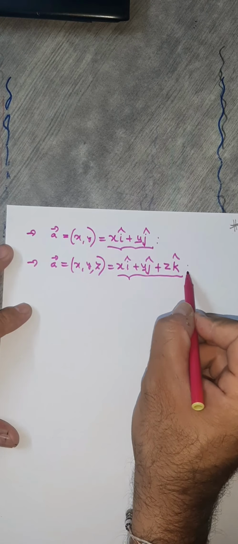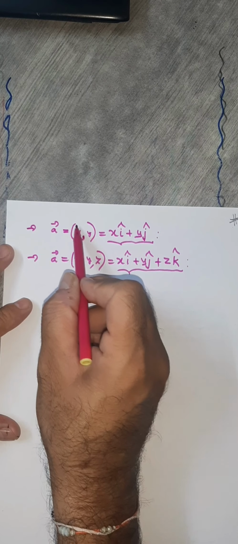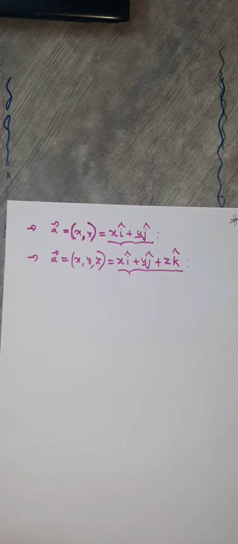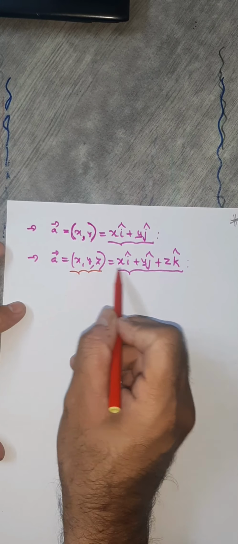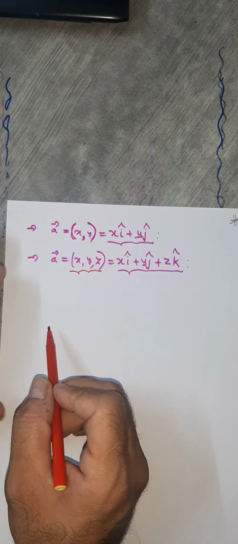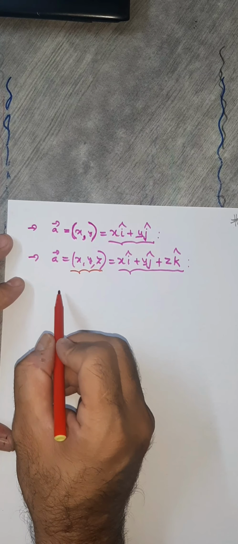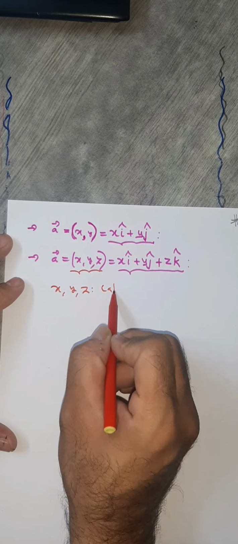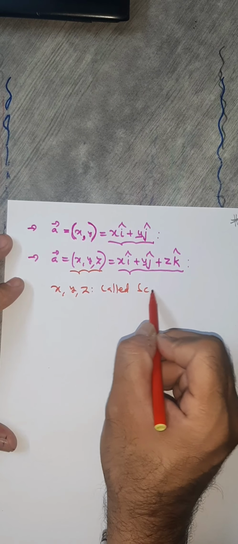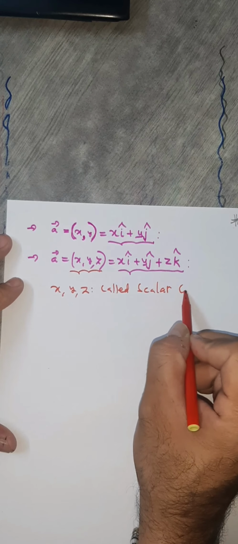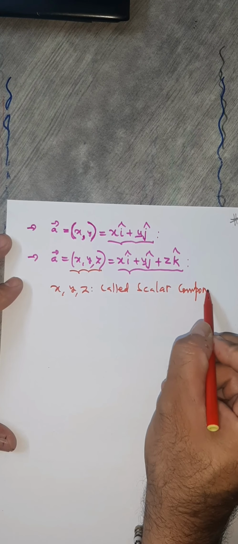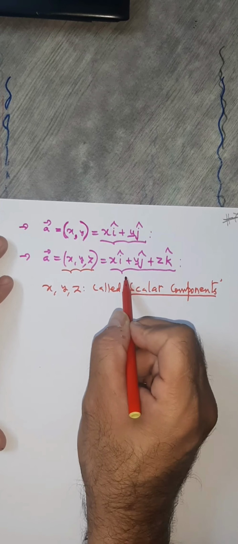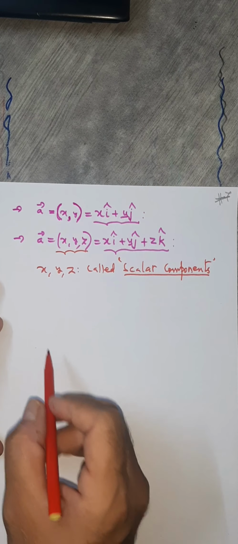This is another way of writing the same vector. Here it is in the form of coordinates. This is in the form of i, j, remember, and this is in the form of coordinates. This is in the form of i, j, k. So here sometimes x, y, z are called scalar components of the vector, remember. These are called which components? Scalar components of a given vector.